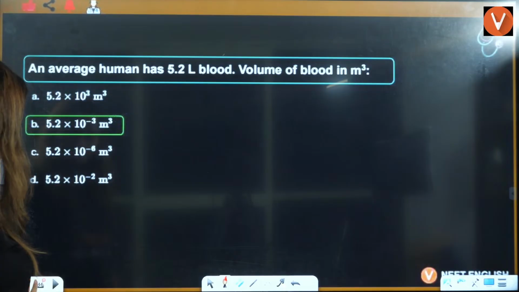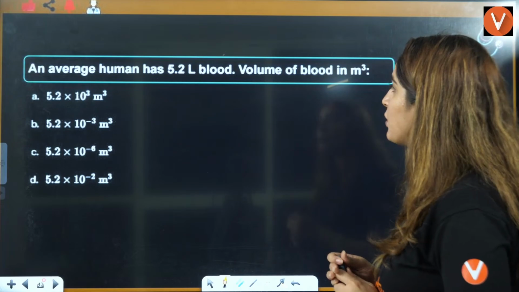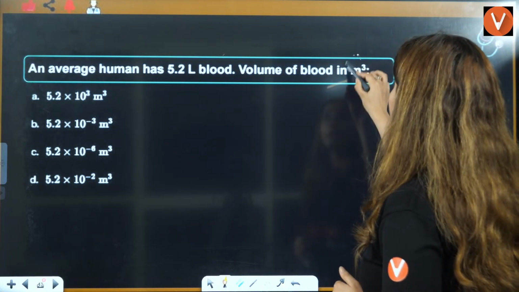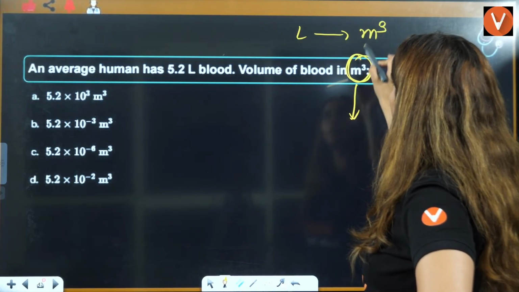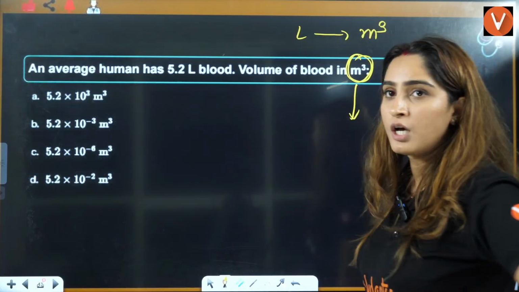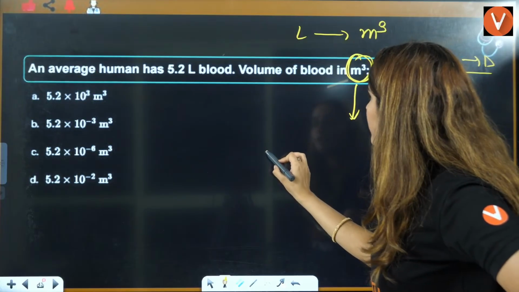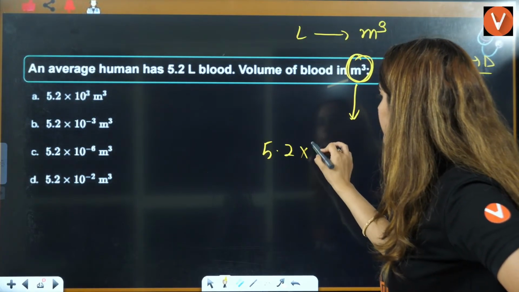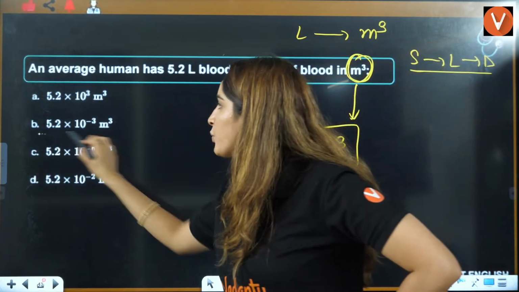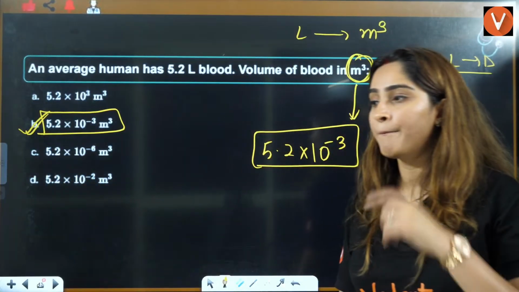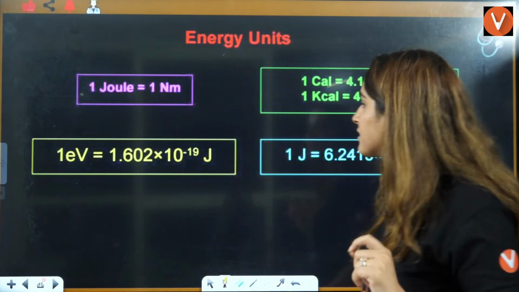So let's do this: an average human has 5.2 liter blood. Volume of blood in, not milli, in meter cube. So from liter to meter cube, that is from smaller to larger, you have to divide. What I told you, SLD, divide. So 5.2 divided by 10 raised to 3, so it will be multiplied by this. The answer will be 5.2 into 10 raised to minus 3. B is going to be the correct answer.